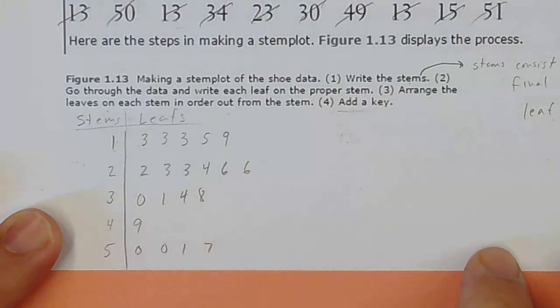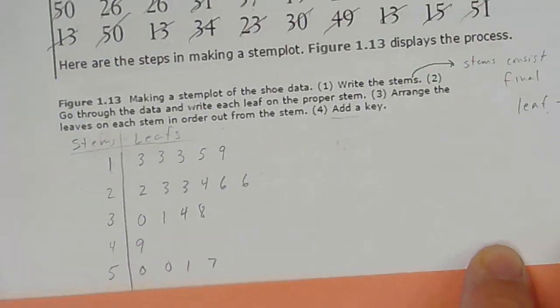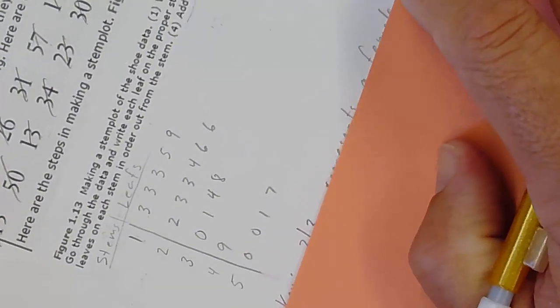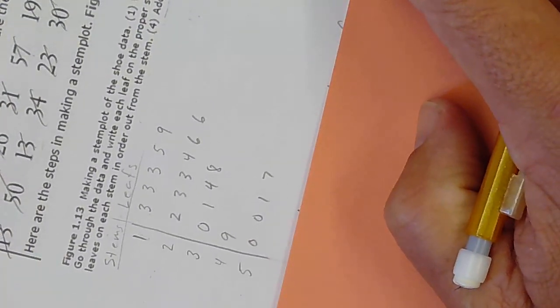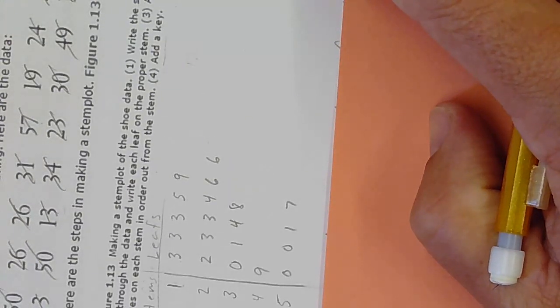It's also a good way to view the distribution. It kind of looks like a dot plot. If I turn it sideways, I can see that this distribution is maybe slightly skewed right, but you can treat it like a dot plot in a way. You can see how it's laid out.